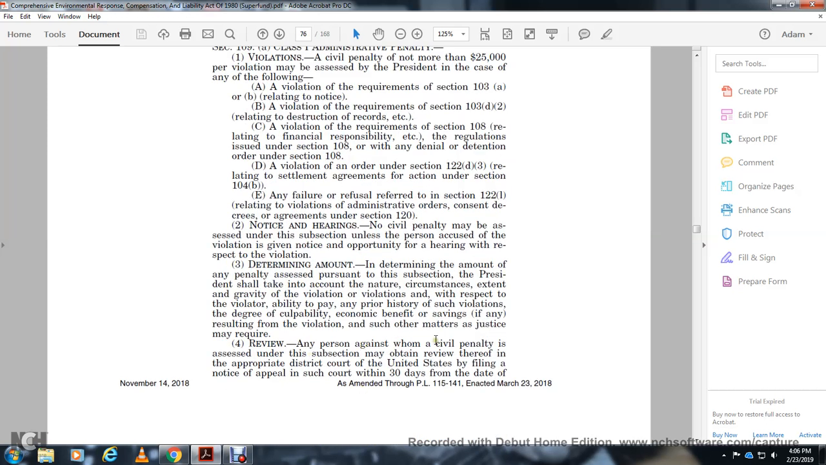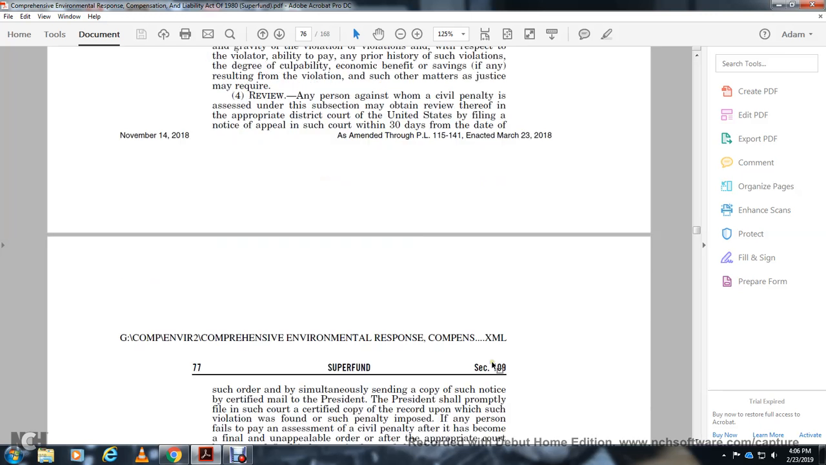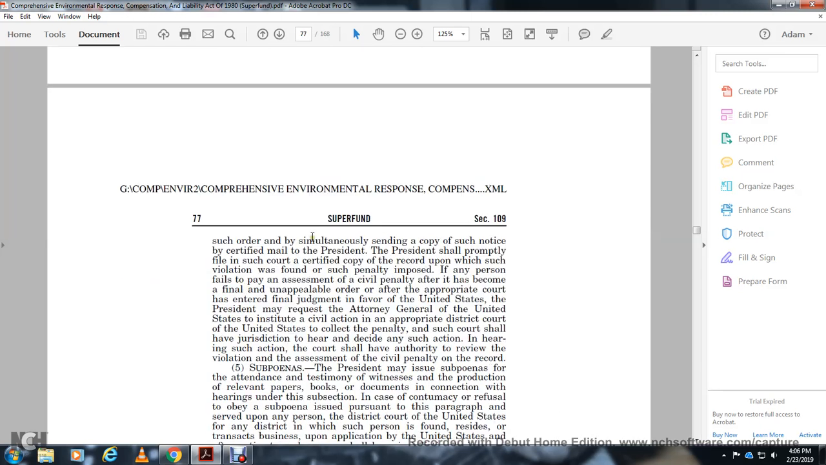Review: any person given the civil penalty assessment under the subsection may obtain review in the appropriate district court of the United States by filing a notice of appeal with the court within 30 days from the date of such order and simultaneously sending a copy of the notice by certified mail to the President. The President shall promptly file with the court a certified copy of the record upon which the violation was found and the penalty imposed. If the person fails to pay the assessment of the civil penalty after it has become a final and unappealable order, the court shall enter a final judgment in favor of the United States.